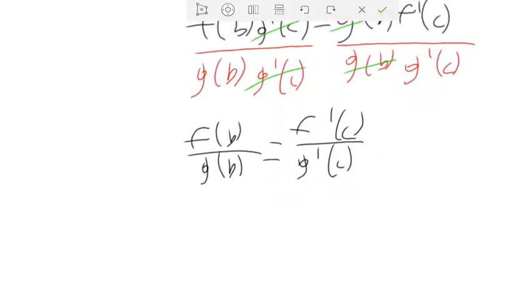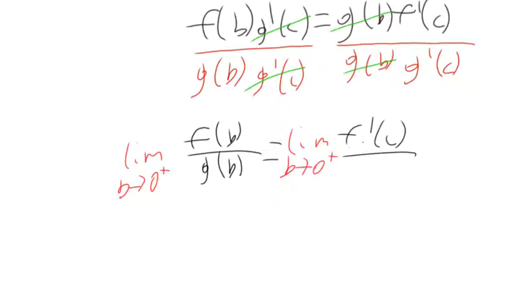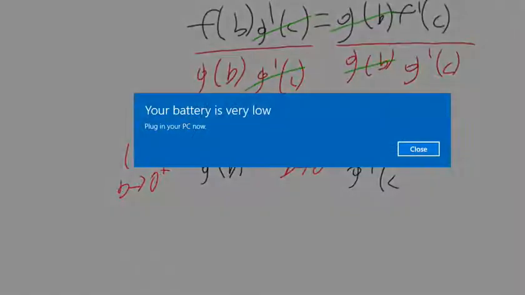And now I'm going to take some limits. I'm going to take the limit as b goes to 0 from the right on both sides. Perhaps I should have left more room here, so let me write it again. So I'm going to take the limit as b goes to 0 from the right, and this was our f prime of c over g prime of c.